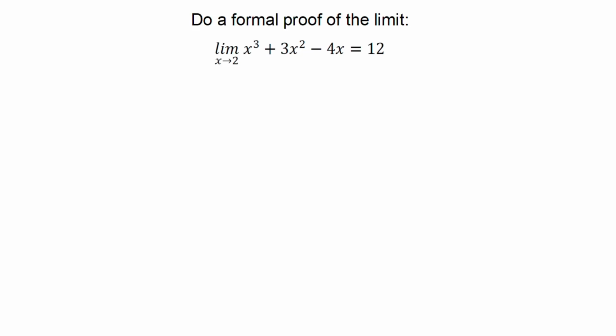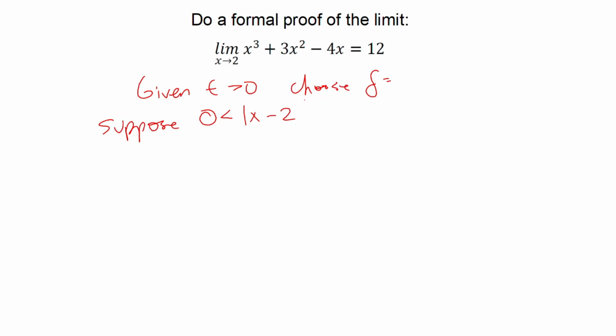All right, for our next one here, we've got a cubic function here, but the process is going to remain pretty much the same, at least from the start. We're going to be given our epsilon greater than 0. We're going to choose a delta equal to something, which we'll figure out in a second. And we'll suppose, still exactly the same as before, that 0 is less than the absolute value of x minus a, which is 2 this time, right? X is approaching 2, and then is less than delta. And so then the absolute value of our function, x cubed plus 3x squared minus 4x, minus our limit, 12, needs to eventually be less than epsilon.